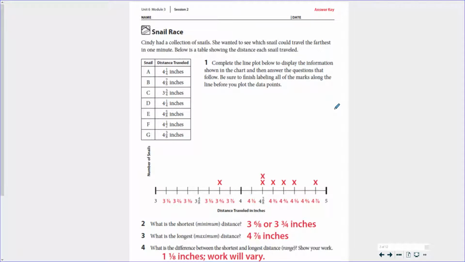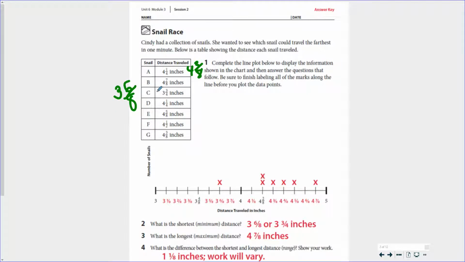So for A, instead of writing it as 4 1/4, I would like to write it as 4 and 2 eighths. For C, instead of writing that as 3 3/4, I would like to write that as 3 6/8. And then you can keep doing that for each of the distances up here. And then that way you can fill it in down here.